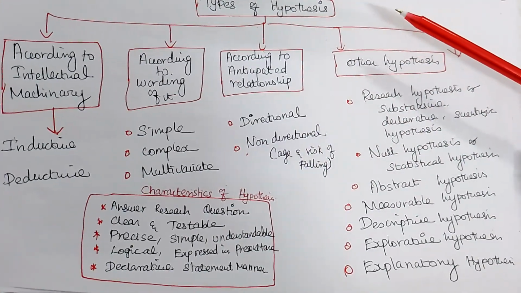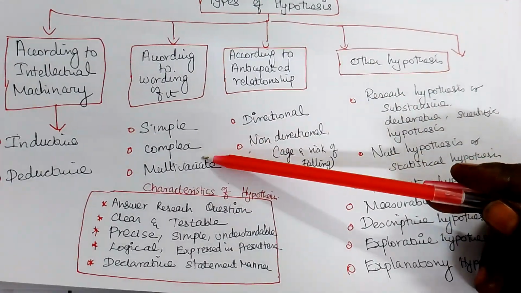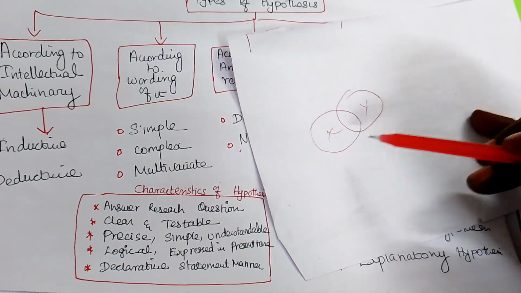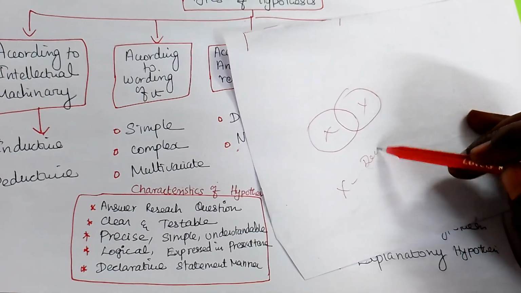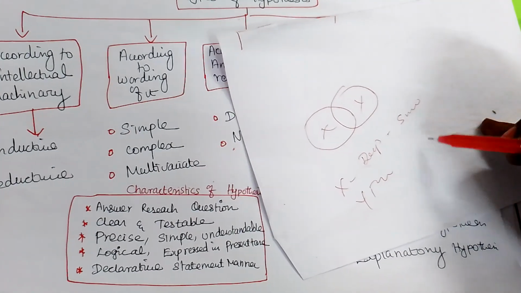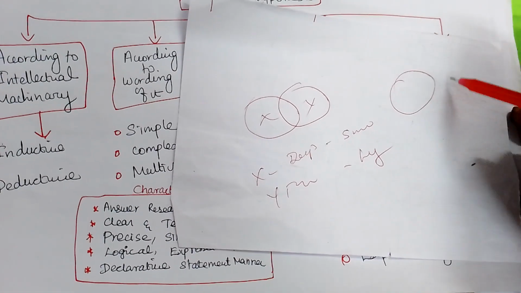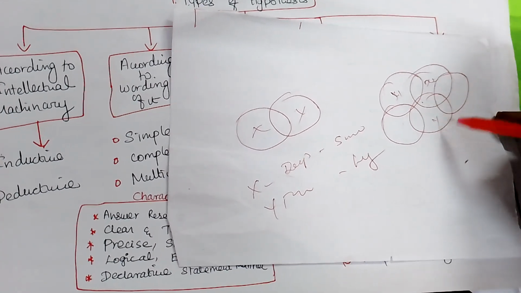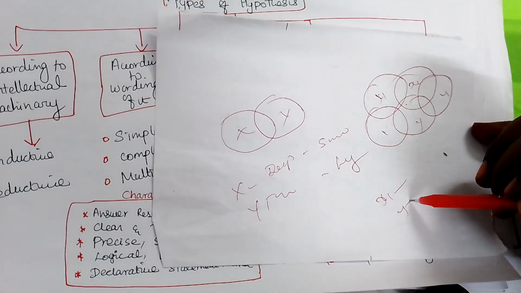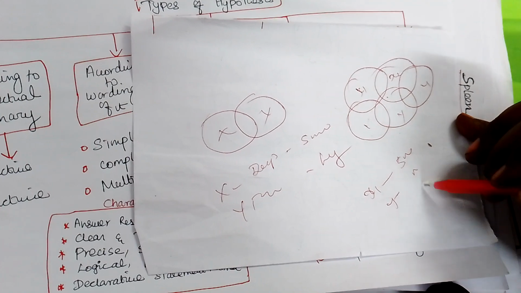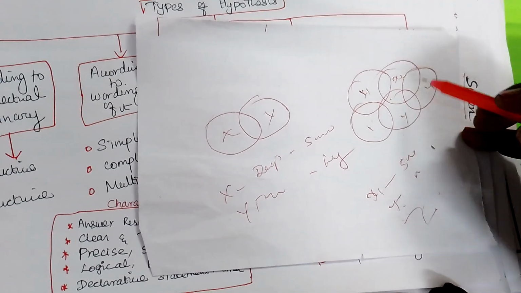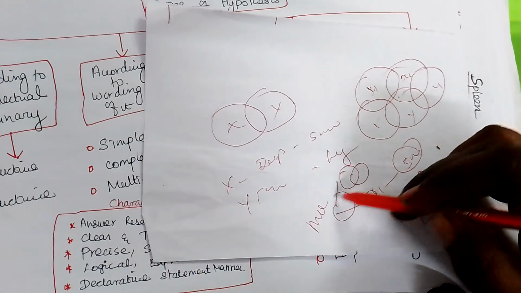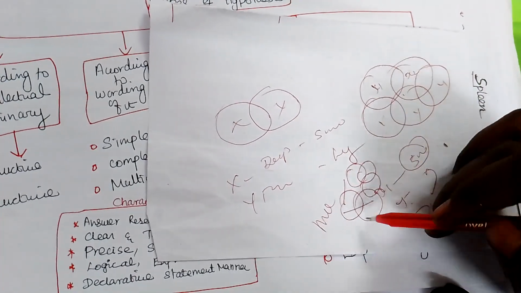You can write this and you can write the types. A simple hypothesis you can write like X and Y, where X is the independent variable and Y is the dependent variable, for example smoking and lung cancer. A complex hypothesis can have many variables, X1, X2 and Y1, Y2, for example smoking or alcohol and the diseases they are causing. It's complex, so you can write multivariate. Not only smoking and other things, some psychological aspects also you can add. Like this you explain in a pictorial manner.